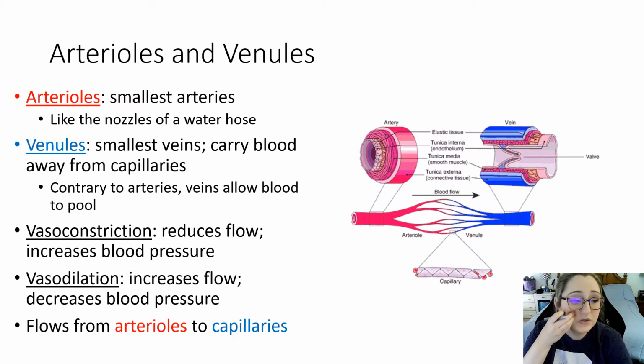And then you have two terms here, vasoconstriction and vasodilation. Vasoconstriction is going to reduce blood flow and increase blood pressure. Vasodilation is going to do the opposite. It's going to increase flow and decrease blood pressure. And do know that blood will flow from arterioles to capillaries to venules.